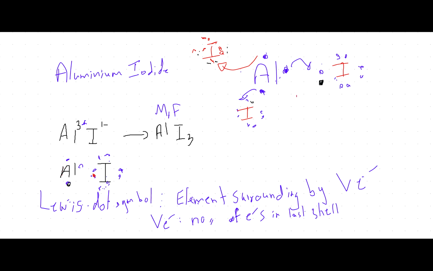So it's going to be Al 3+. Oh no, but the aluminium, what happened to her? She lost the 3 electrons. Yeah, and then I will make both in brackets with a comma.